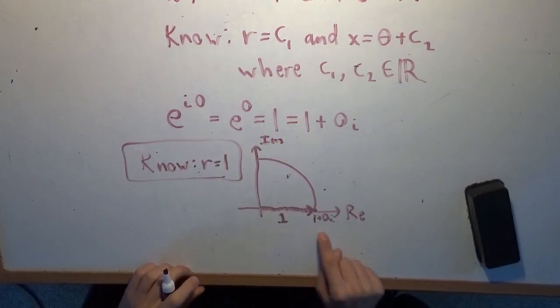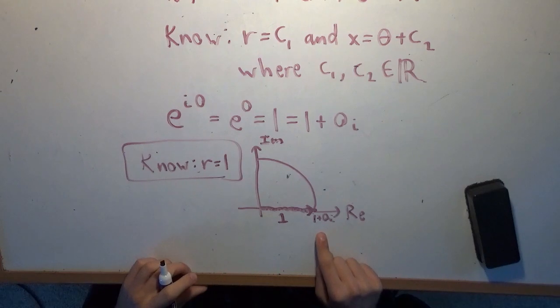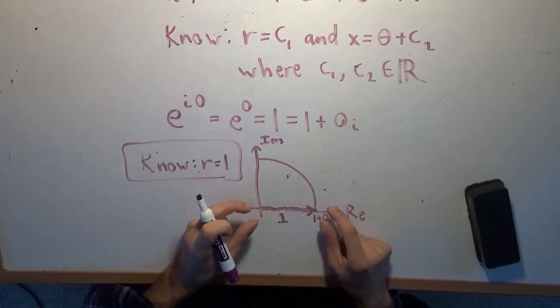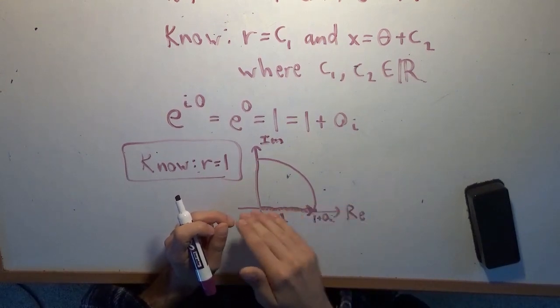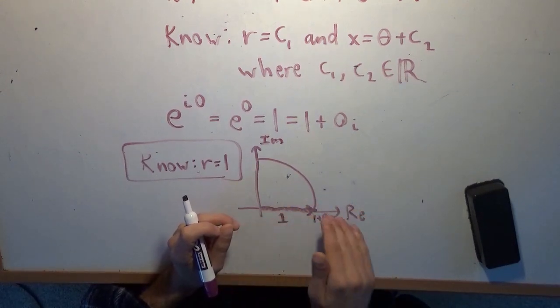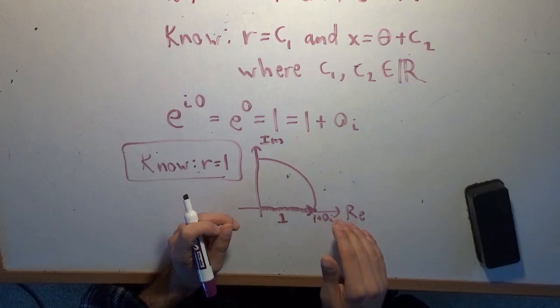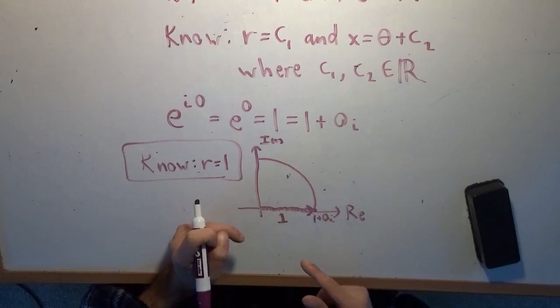But if this is pointing strictly in the positive real direction, that must mean that theta here is 0 radians, right? Because this is the definition of 0 radians, when you're pointing in the positive real direction without having turned any multiples of 2 pi.